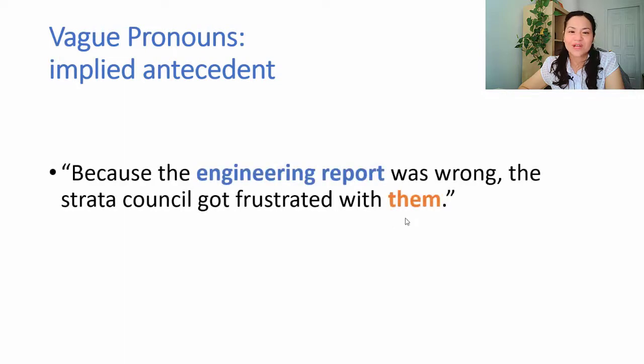Another example of an error with vague pronoun reference is this one. Because the engineering report was wrong, the Strata Council got frustrated with them. The antecedent here is the report, but the pronoun is them. The writer implies that people are angry with the engineers, but they are not mentioned earlier. The fix would be to include the noun in the sentence and remove the pronoun. Because the engineering report was wrong, the Strata Council got frustrated with the engineers.